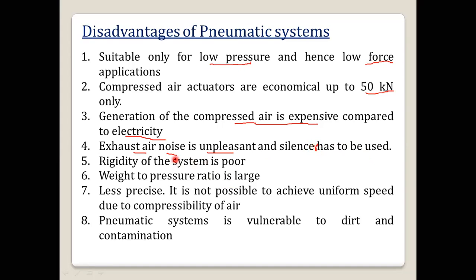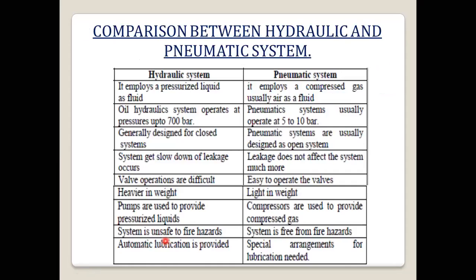Then the rigidity of the system is poor. Then the weight to pressure ratio is large. So they are less precise pneumatic systems. That means they can't achieve uniform speed due to the compressibility of the air. Again, pneumatic systems are vulnerable to dirt and contamination.